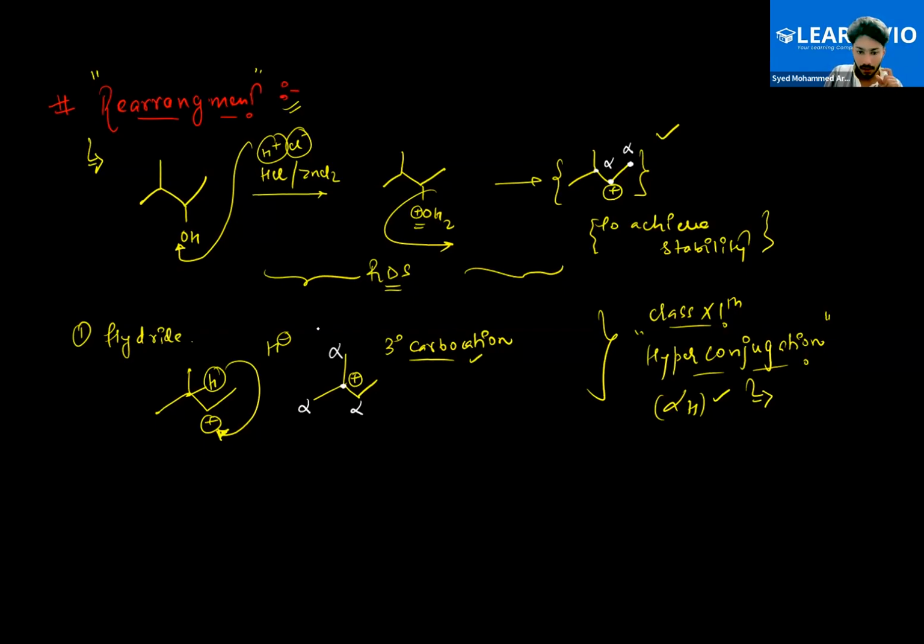Fine. So the question is whether these three alpha carbons have alpha H. So we need to count those alpha H. Here I am having 3 alpha H. I am having 3H, and here also I am having 3H. And here I am having 2H. Why? Because the other two valencies are already filled with other carbons. So 1, 2, 3, 4, 5, 6, 7, 8. So 8 alpha H are present here.